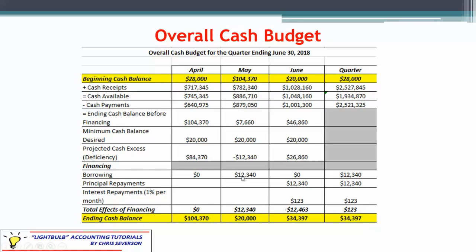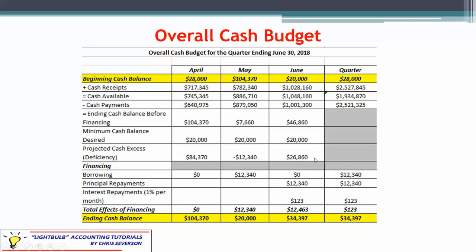So here's the $12,340 we borrowed. We ended up with exactly a $20,000 cash balance, and that carries forward to June. We're going to add in our cash receipts for June again to get cash available. We're going to subtract out our cash disbursements for June. And now we have a balance of $46,860, which is above our $20,000 minimum by $26,860. We're well above the $20,000 minimum.